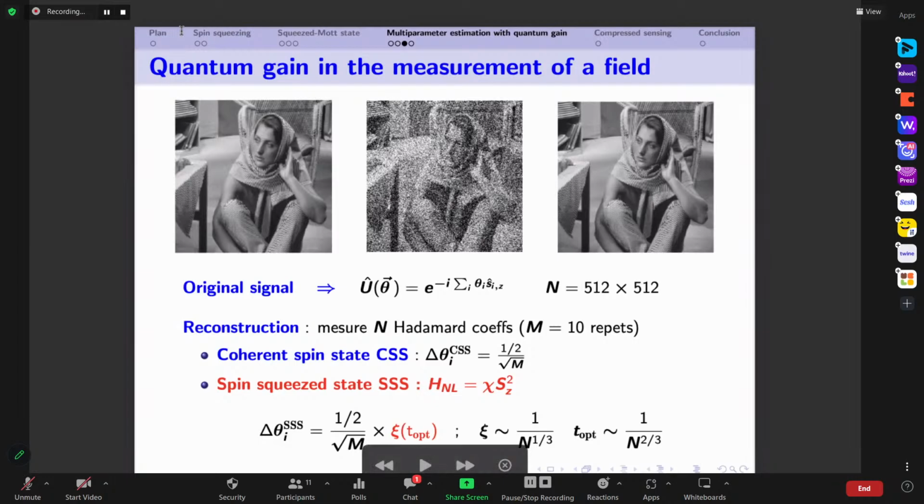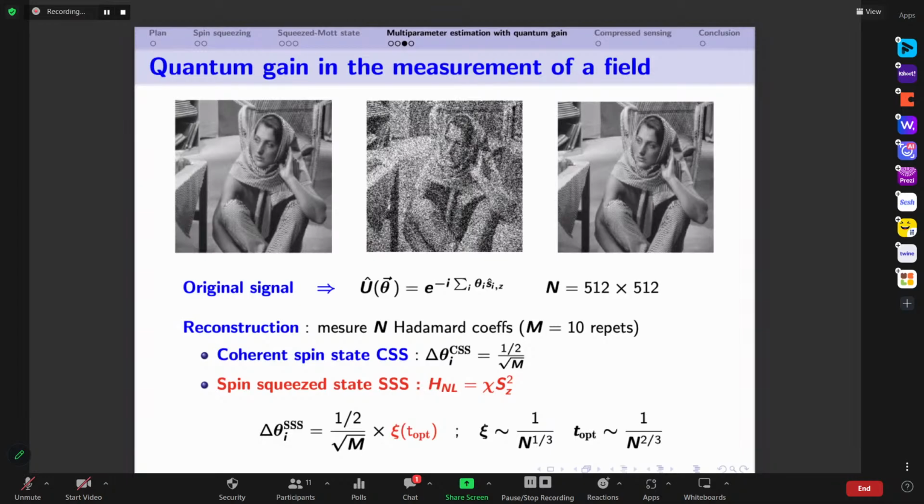So I imprint on the atoms, and then I read it. And there are 2 different cases. The central figure here is when the atoms are prepared in a coherent state, that is, they are independent. Still, I have some noise. This noise is the quantum noise.